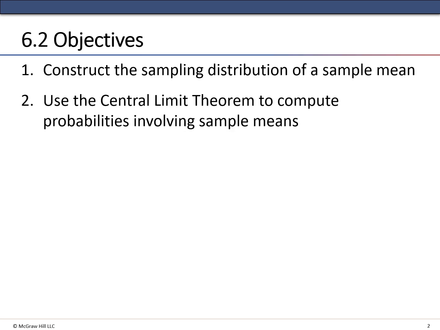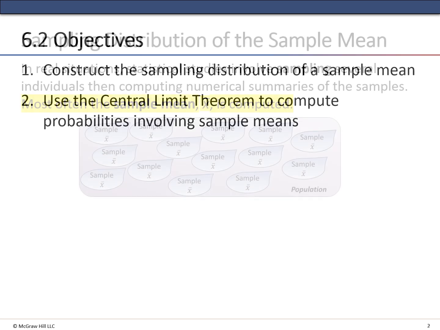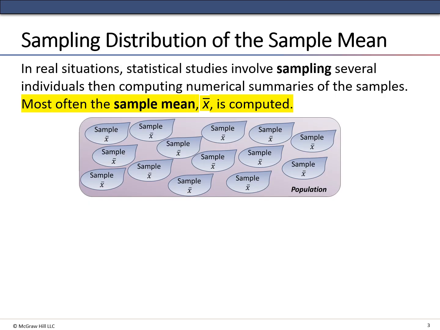Here we're going to look at constructing a sampling distribution of a sample mean and using the central limit theorem to compute probabilities. In real situations, statistical studies involve sampling several individuals, then computing numerical summaries of the samples. Most often, the sample mean, or the average of all the data collected, x bar, is computed.